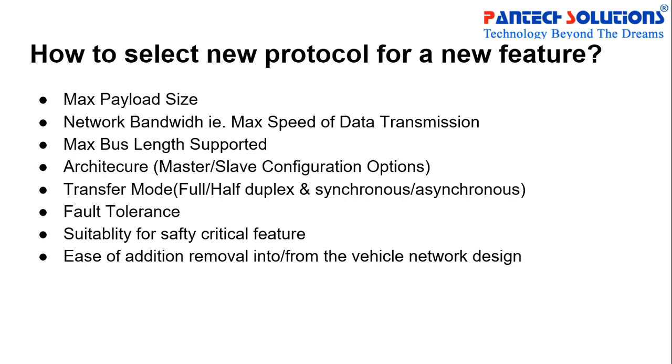And then fault tolerance, what is the maximum fault tolerance which you are going to implement in the new protocol. And next, the suitability for safety critical features, and ease of addition or removal into or from the vehicle network design. So based on these behaviors, you can identify a new protocol for any new features. Suppose you are going to use vehicle tire measurement systems for standardized support systems. In that case, you should follow all these behaviors to identify a new protocol.